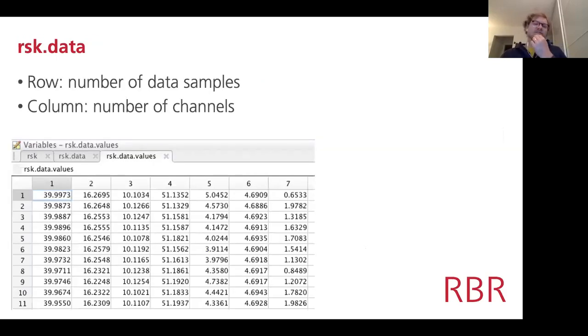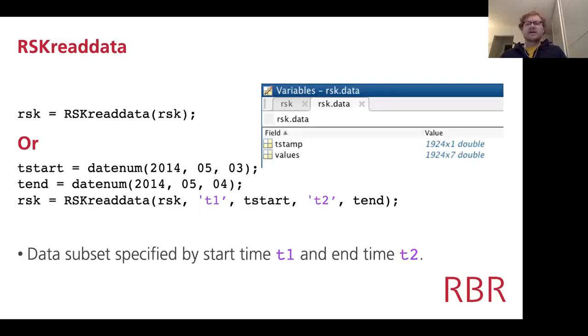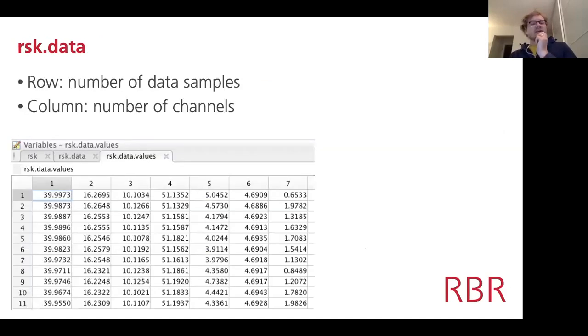So what happens when you call RSK read data, as you can see in the variable screenshot, is there's a new field called data. Data is itself a structure that has a timestamp field and a values field. That's literally the timestamp in MATLAB datenum format and the channel measurements. If you look at the rsk.data.values field, you'll see literally the sensor values. Each column is a different sensor, and each row is a different sample.